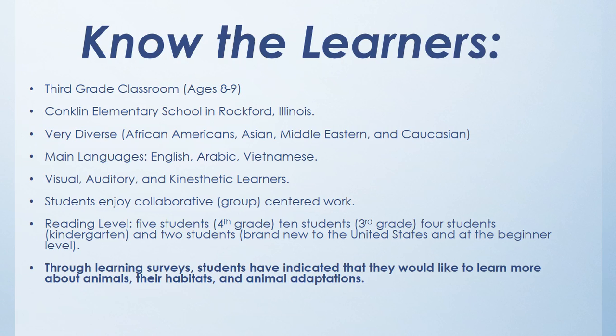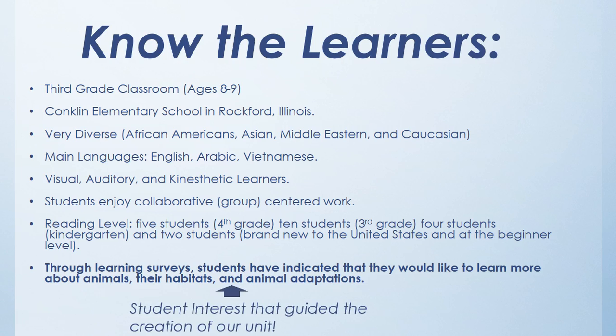The reading levels vary, with 5 students at the 4th grade level, 10 students at the 3rd grade level, and 4 students at the kindergarten level, and 2 students who are brand new to the United States and at the beginner level. Through learning surveys, students have indicated that they would like to learn more about animals, their habitats, and animal adaptations. We have used that information as a key guiding point in creating our unit.